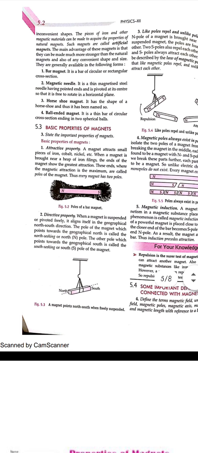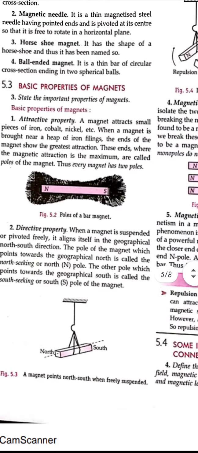Now we were talking about the properties of magnets. What are the properties of a magnet? We have been reading it from childhood, from the primary classes itself, that magnets have the property to attract and repel. This is said to be the attractive property. There are some materials, the magnetic materials, which are attracted towards the magnet, such as iron, cobalt, nickel, etc.